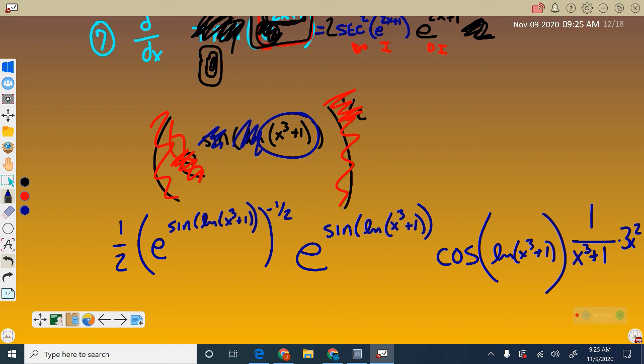We're going to do a lot more examples of these for sure, including where we may even throw in some product and quotient rule to go along with the chain rule. So stay tuned.